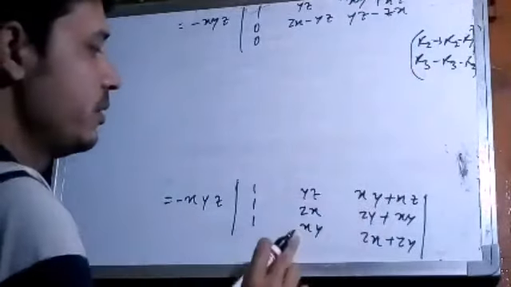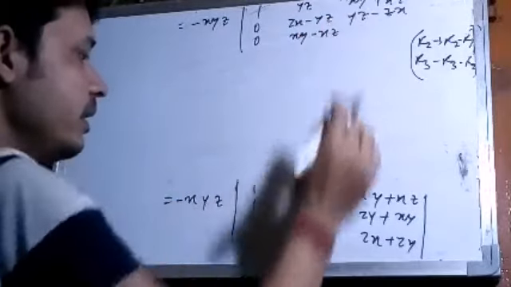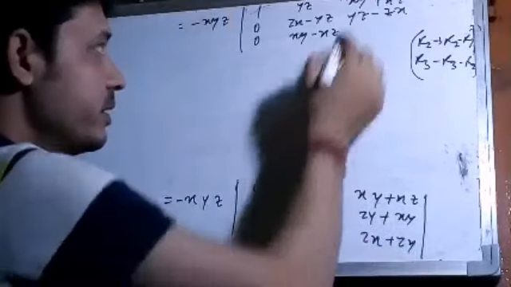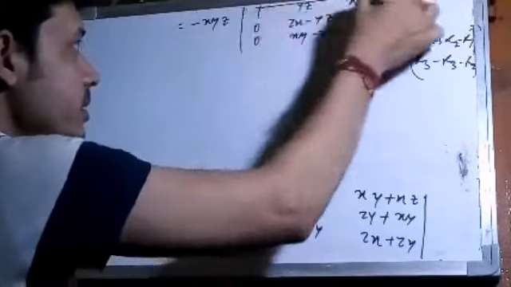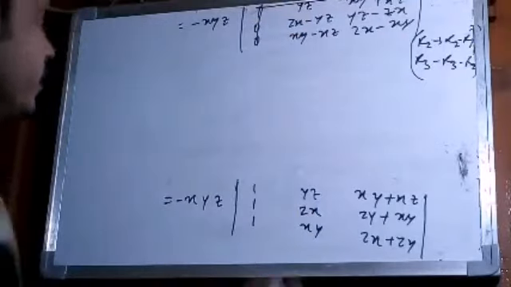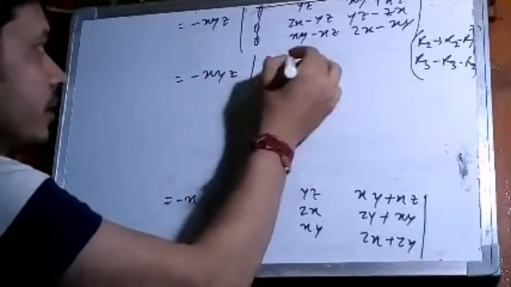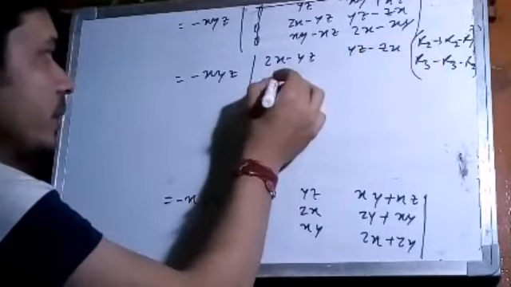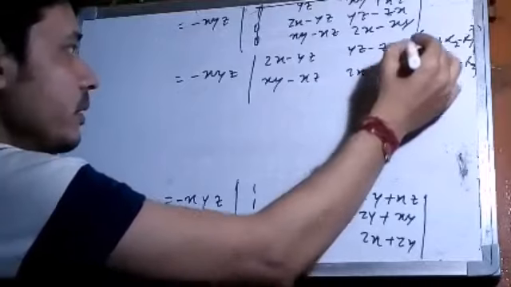Now this one, R3 as R3 minus R2, so this is xy minus xz, and this one zy gets cancelled out, so we get zx minus xy. So in 1 0 0 this determinant gets cancelled out, so we get minus xyz determinant, zx minus yz, yz minus zx, this one xy minus xz, and this is zx minus xy.